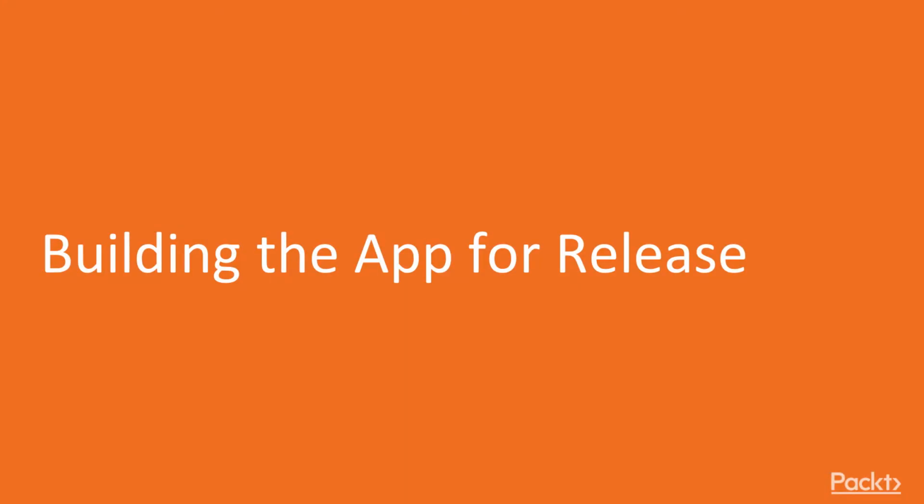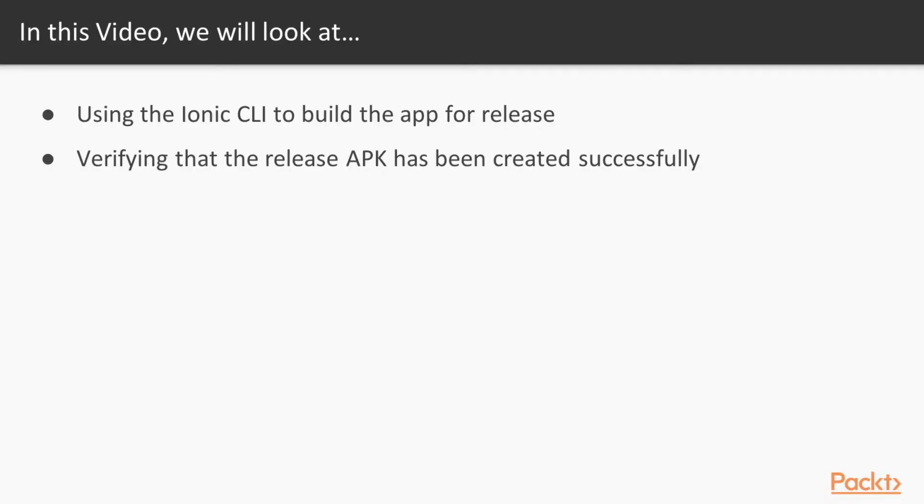In this lesson, we are going to build the application for Android to be released on the Google Play Store. We'll start by using the Ionic CLI to build the application for release, and then once the final build is created, we'll verify that the APK file that we'll upload to the Google Play Store has been created successfully.